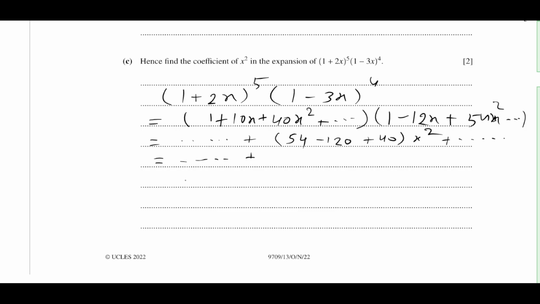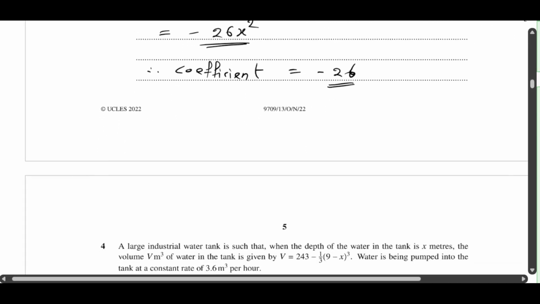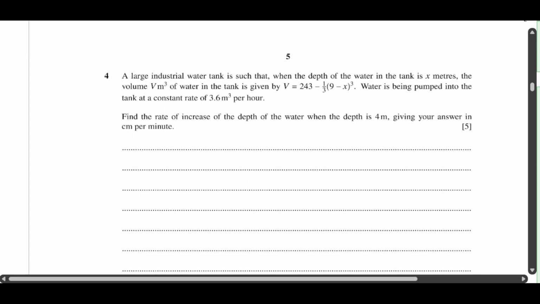So here this is equal to minus 26x square. Okay, so hence find the coefficient of x square. Therefore the coefficient is minus 26. The coefficient is minus 26, right? This is the coefficient. Okay, let us move to question number 4.